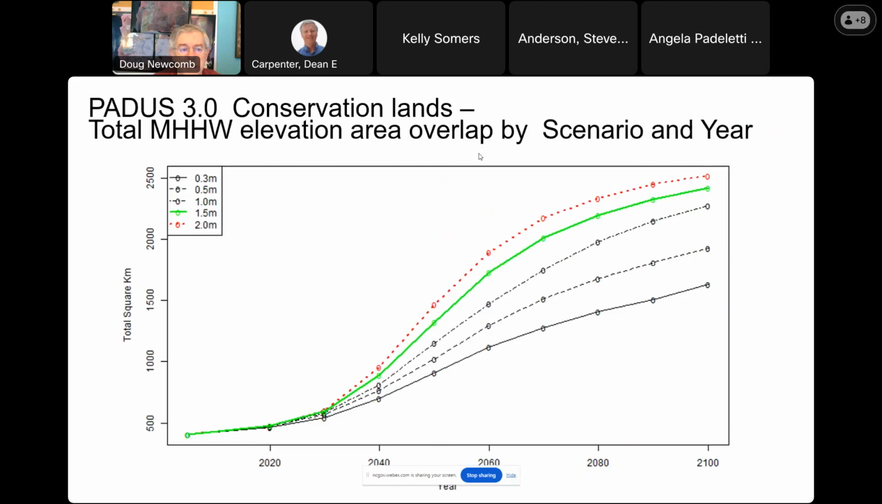And as far as PAD-US 3 conservation lands, I just looked for the total square kilometers of impact under each sea level rise model by 10-year increments. And you can see how many square kilometers are impacted. Even at the lowest one, you're going to have approximately 1,500 square kilometers impacted.